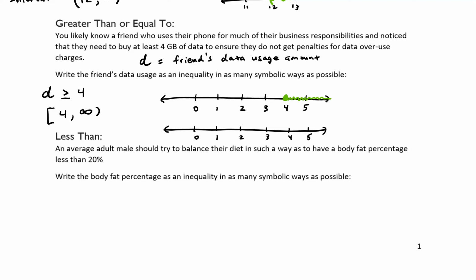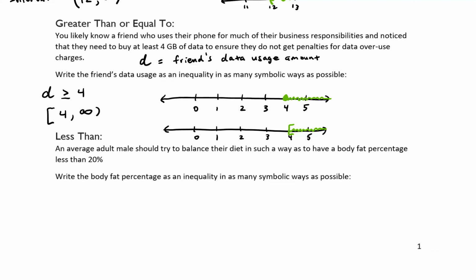And then the second type of notation you can use is instead of a parenthesis, you can use a bracket around 4 and then shade to the right again. So that's what it would look like for greater than or equal to. All right, now let's talk about less than.